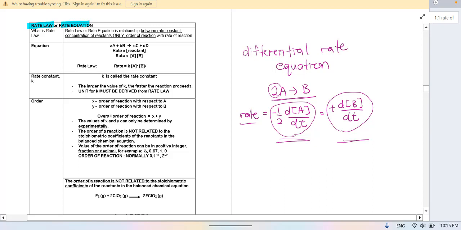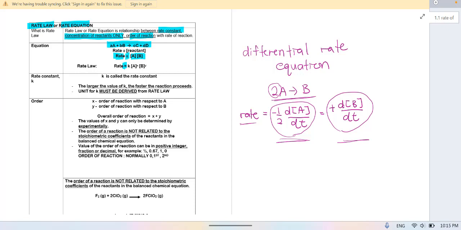In rate law, the equation will relate the rate constant, concentration of reactants only, and order of reaction. If we consider this equation, A reacts with B to produce C and D. So the rate of reaction is directly proportional to the concentration of reactant only. If we replace the proportionality sign with an equal sign, then we will have a constant, and this constant is known as rate constant. So we can see the difference between rate law and differential rate equation.